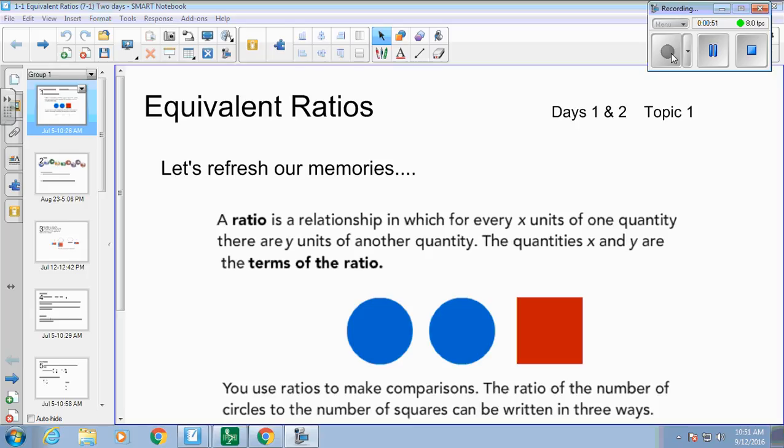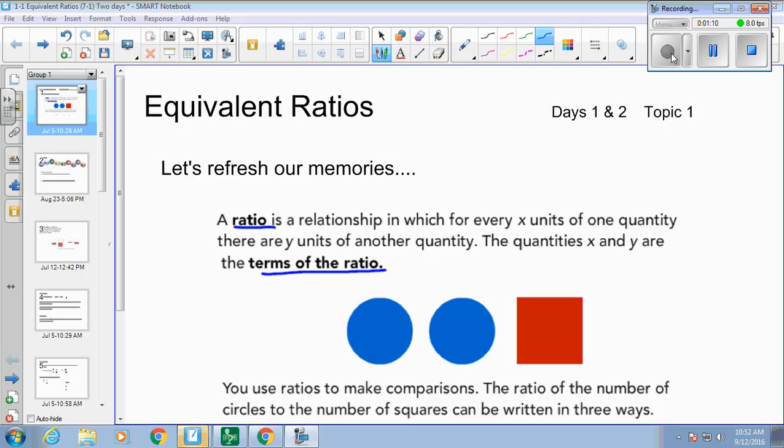So let's refresh our memories. I already see 2 words in bold right here, ratio and terms of a ratio. It states that a ratio is a relationship in which for every x units of one quantity, there are y units of another quantity. That sounds like a big definition to me.